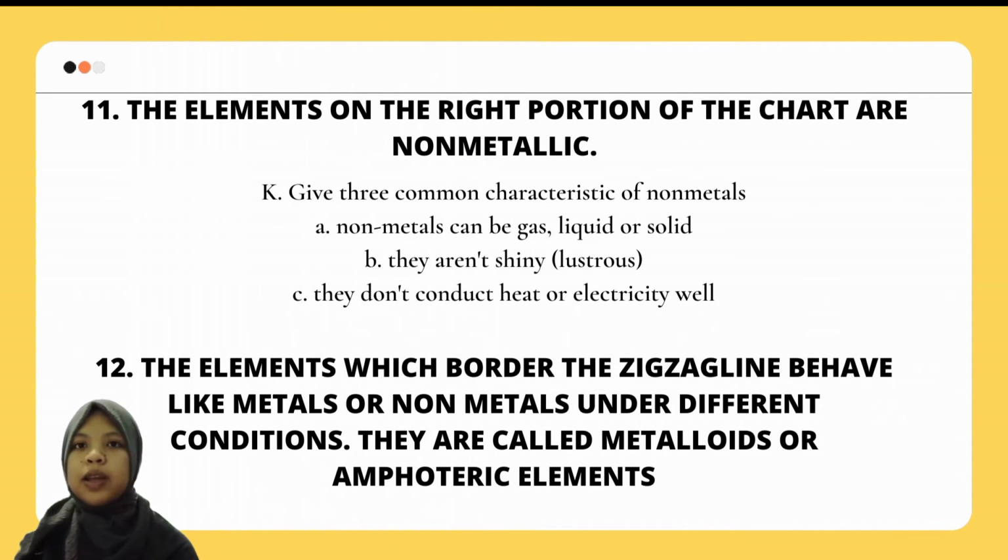Number 11. The elements on the right portion of the chart are non-metallic. So give 3 common characteristics of non-metals. A. Non-metals can be gas, liquid, or solid. B. They are not shiny. C. They don't conduct heat or electricity well. Number 12. The elements which border the zigzag line behave like metals or non-metals under different conditions. They are called metalloids or amphoteric elements.